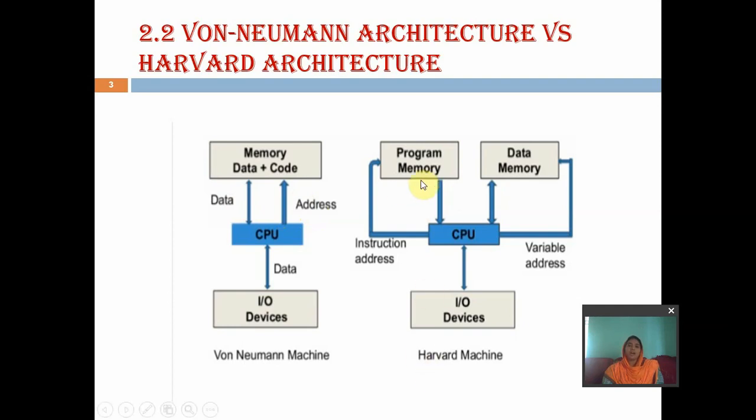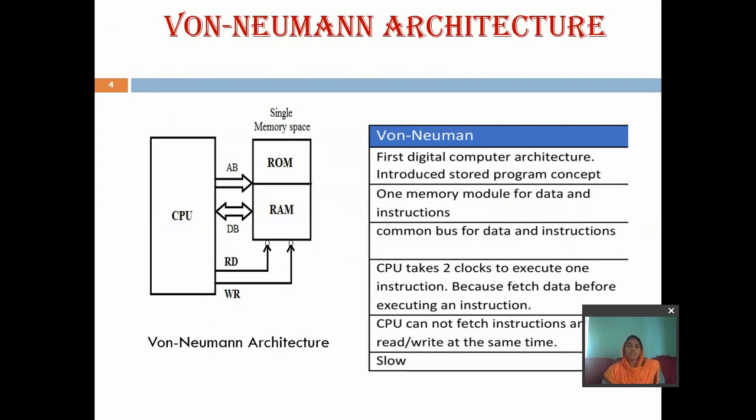Whereas in Harvard architecture, we have two different memories, one for data and the second for the program, and we can access the data and program using two different buses. Through one bus we can access data, and through the other bus we can access the program. So these are the differences.